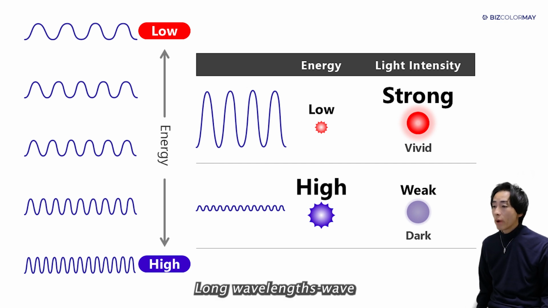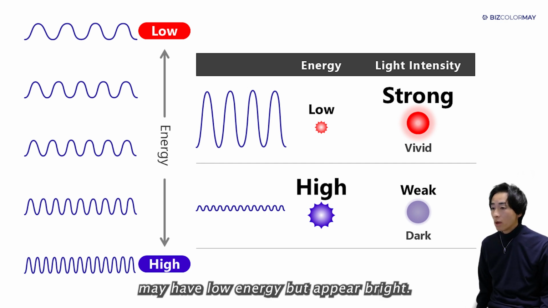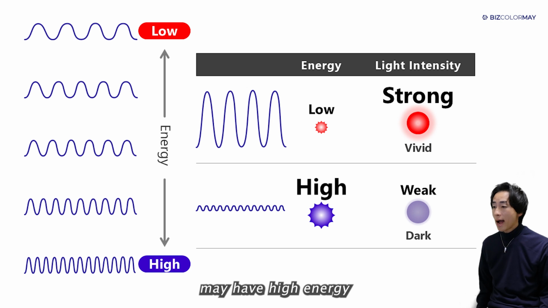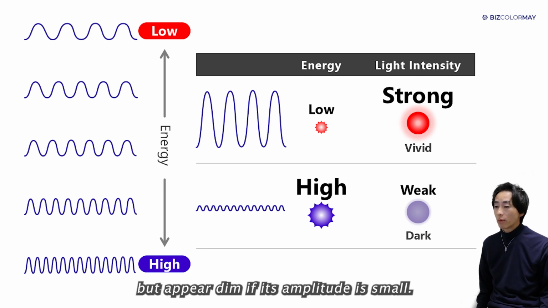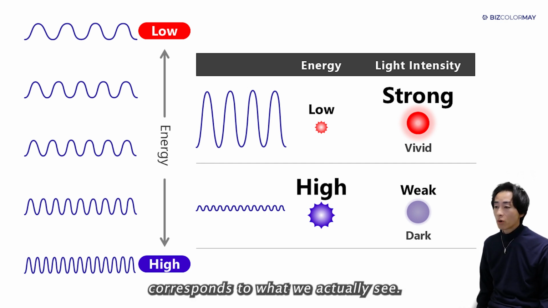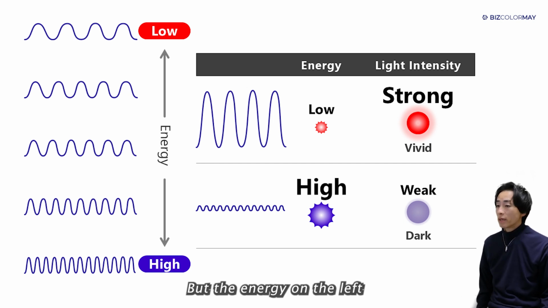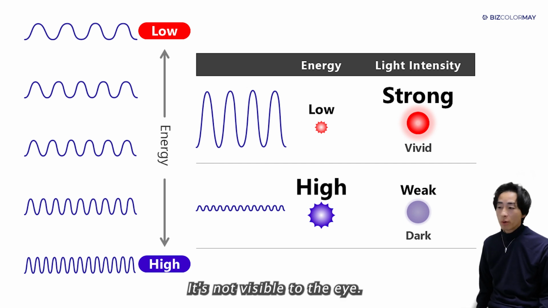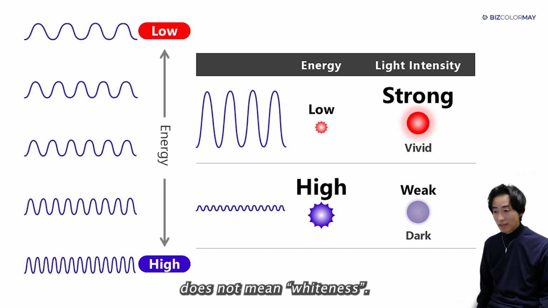A long wavelength wave may have low energy but appear bright if its amplitude is large, while a short wavelength wave may have high energy but appear dim if its amplitude is small. The brightness on the right side of the diagram corresponds to what we actually see, but the energy on the left is only a conceptual illustration. It's not visible to the eye. And brightness here does not mean whiteness.